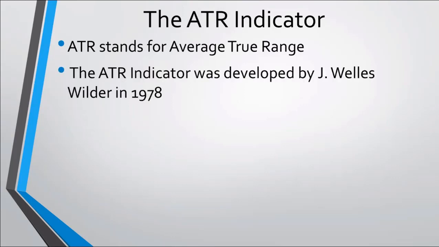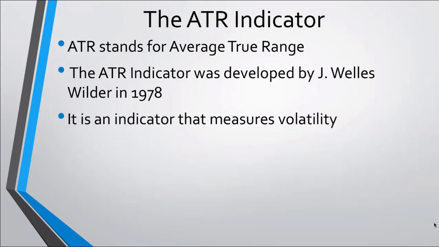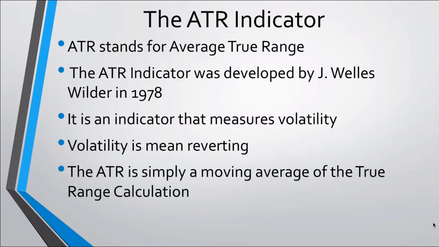The average true range indicator was developed by J. Wells Wilder in 1978. It is an indicator that measures volatility. Volatility is mean reverting. If you don't know what volatility is, you'll learn it in the course of this particular module that we're doing. The ATR is simply a moving average of the true range calculation.